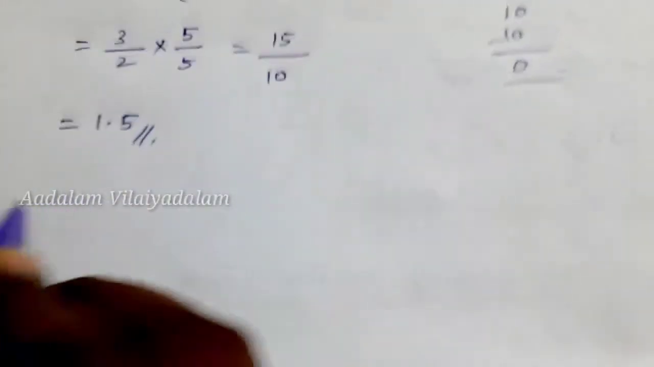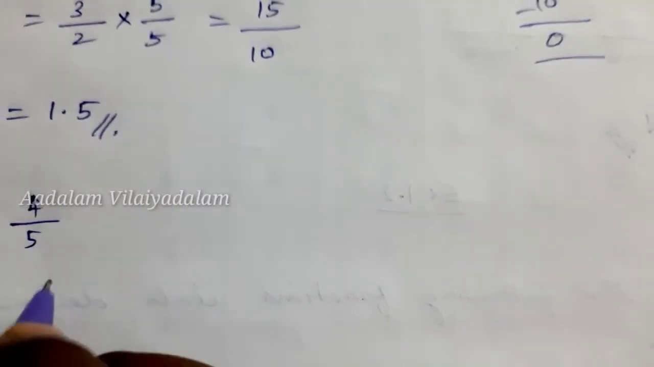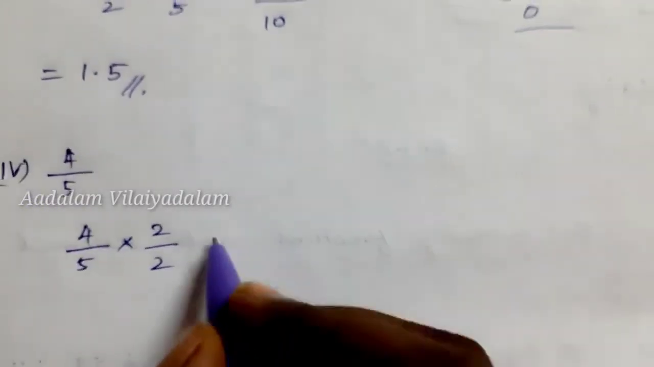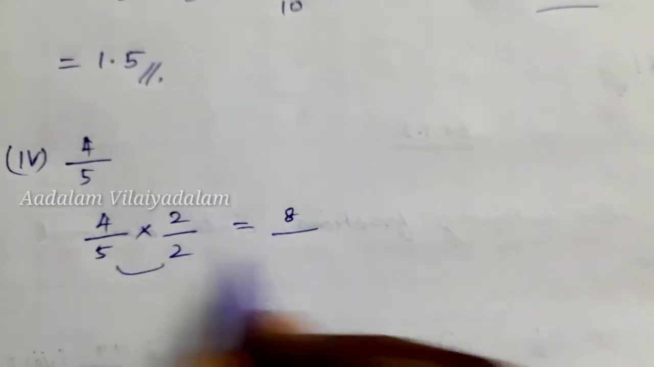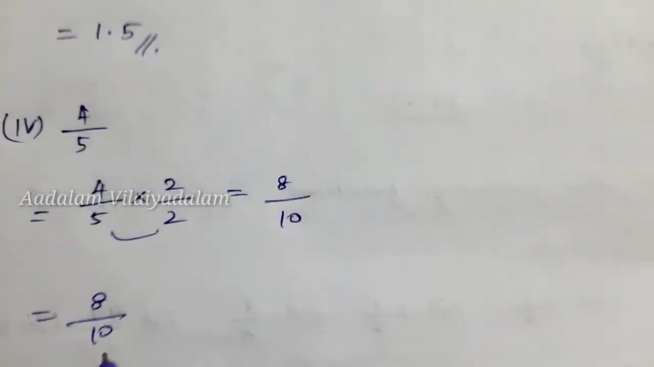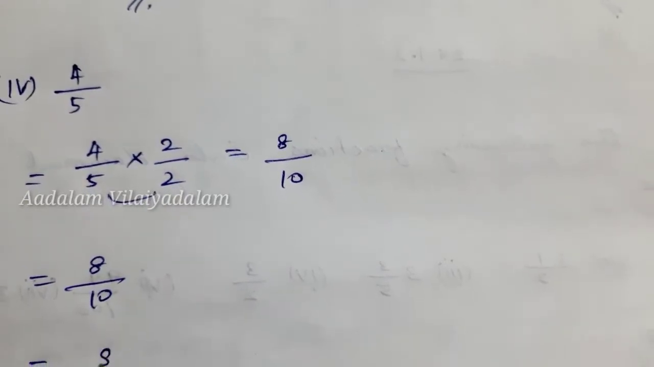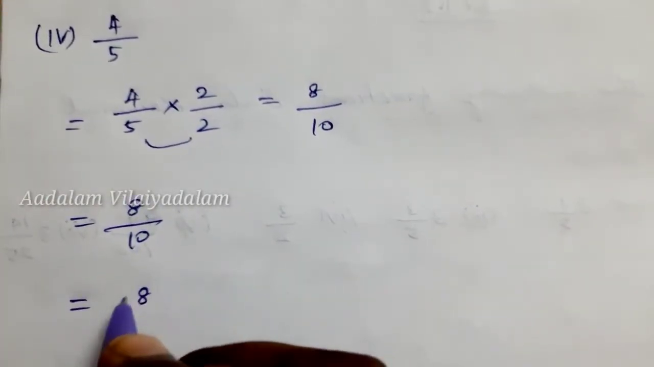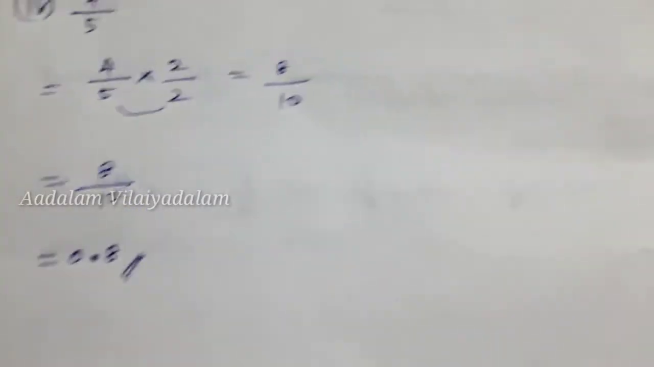Now the fourth subdivision is 4 by 5. The same procedure we can follow. Multiplication by 2 because there is a single digit. So if I do the multiplication, I get 4 2s are 8. Then 5 2s are 10. Now for 8 by 10, if I find the decimal number, there is only one 0. Then I move the decimal point from right to left. So it comes in front of the 8. Then 0.8 is the required decimal number.